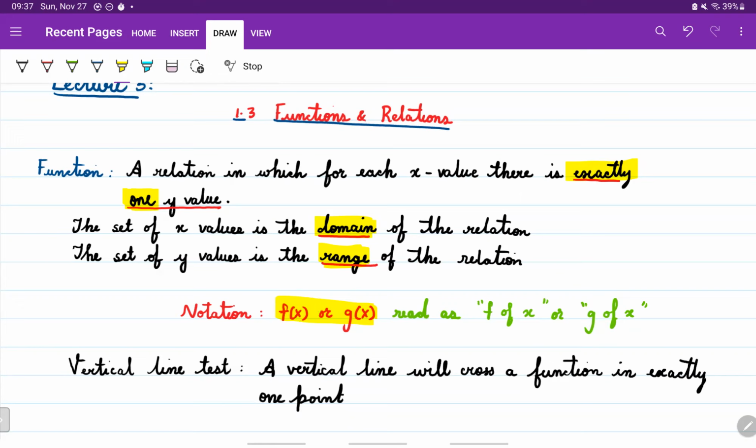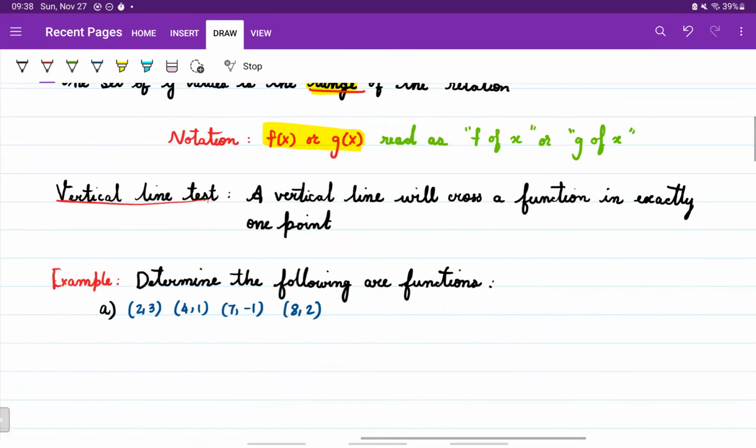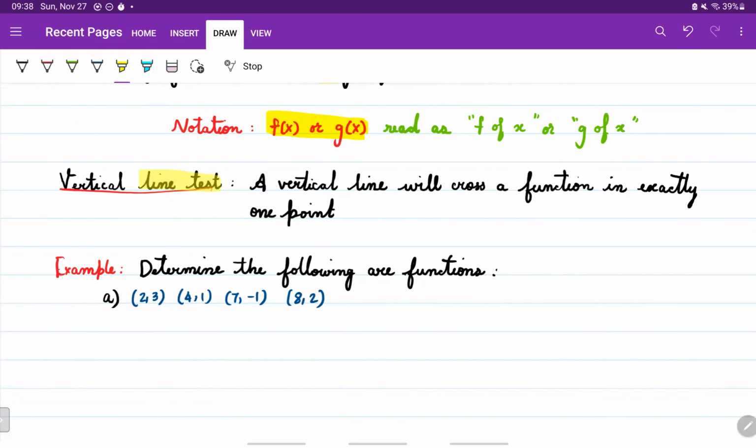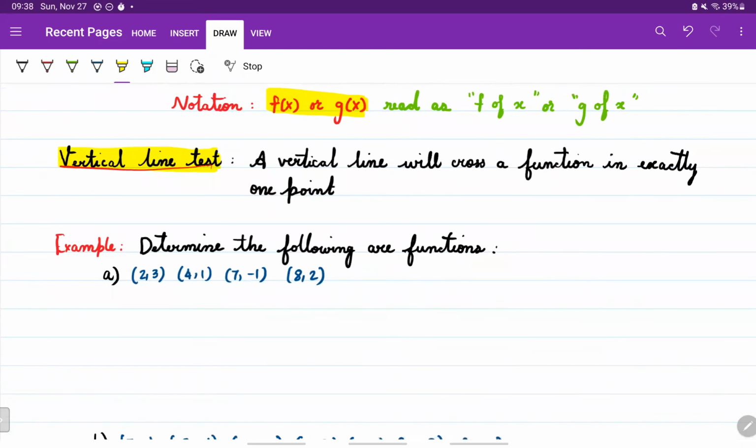Now that we realized what the function definition is, where for each x value there is exactly only one y value, if we see an equation somewhere, we should be able to tell if it is a function or not. For that, we have a test called the vertical line test. A vertical line will cross a function in exactly one point. That is what the vertical line test is. We will do a problem on the vertical line test shortly, but before that, let us determine if the following are functions with only some ranges or some points given to us.